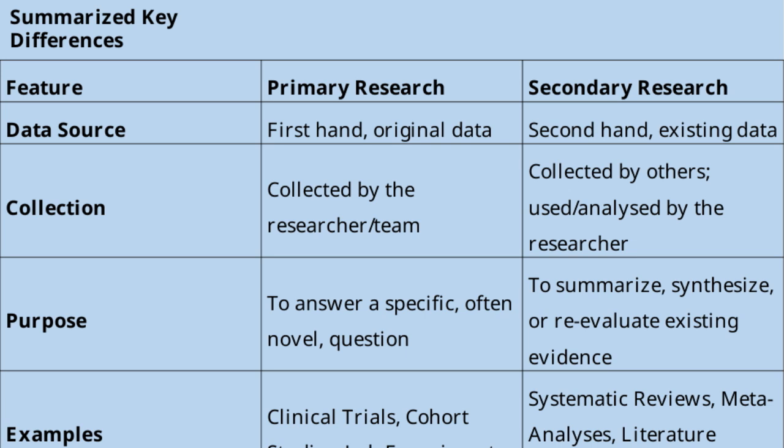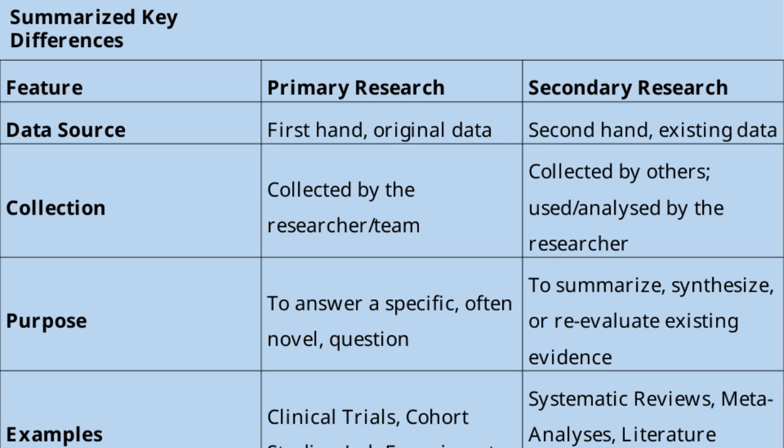Next, regarding data collection, when you're doing primary research, it's your team or you who gather the data, whether through surveys, experiments, or observations. With secondary research, you're analyzing data that has already been gathered by someone else, like in literature reviews or meta-analyses. When it comes to purpose, primary research aims to answer specific, often new questions. It's tailored to your particular needs.